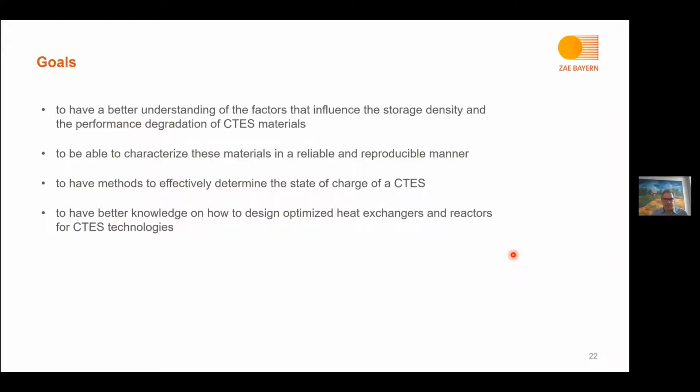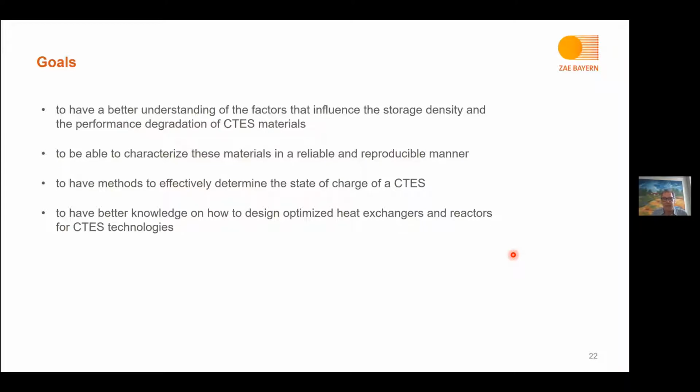We want to still be able to characterize the materials in a reliable and reproducible manner, and not only the properties I showed you. We look now at additional properties like thermal conductivity and things like that. Then a new topic is that we look at methods to determine the state of charge by looking at the material. So that's something where we hope to find some mechanisms to identify the state of charge by properties of the material.